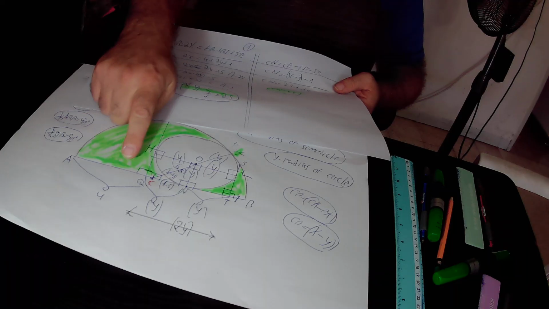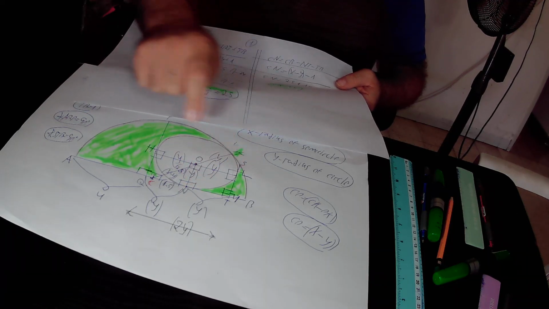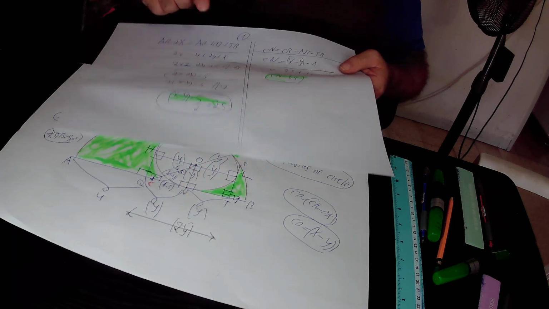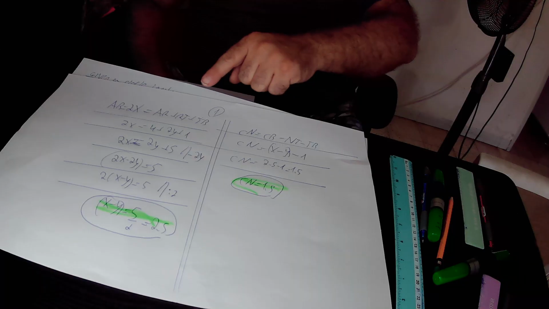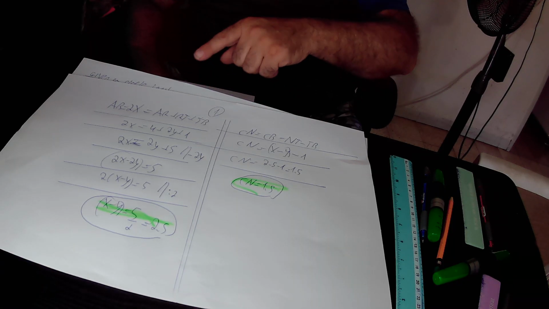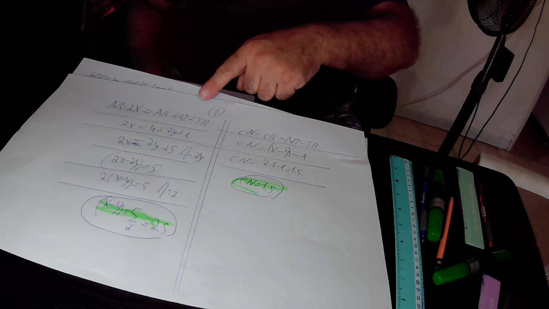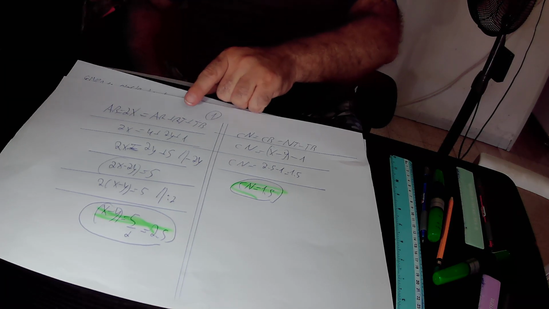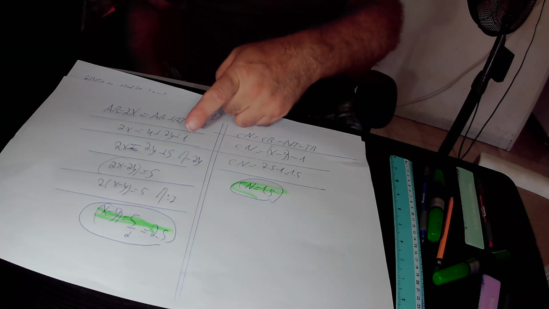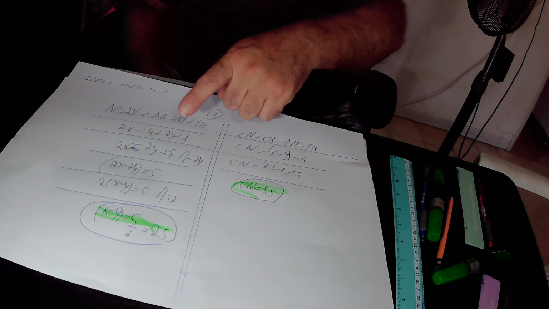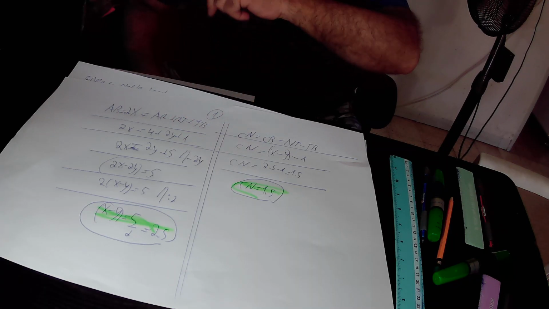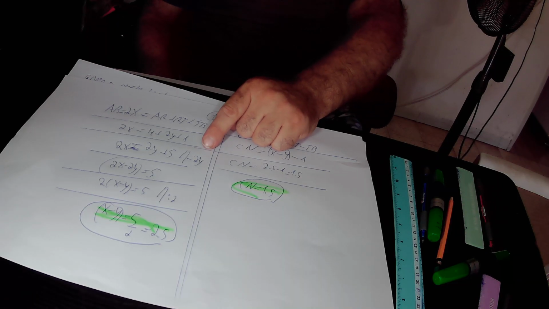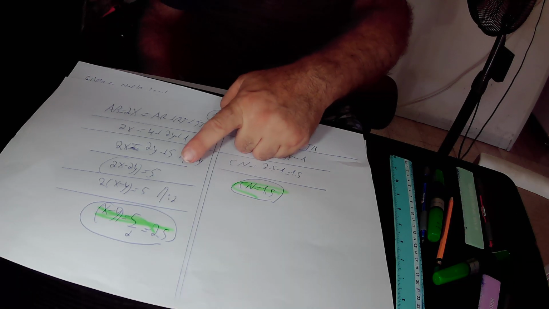AQ is 4, TB is 2y, and again AQ is 4, QT is 2y, and TB is 1. So in total 2x equals 4 plus 1, that is 5, plus 2y. So 2x equals 2y plus 5. Here we subtract 2y from this equation and find that 2x minus 2y equals 5.